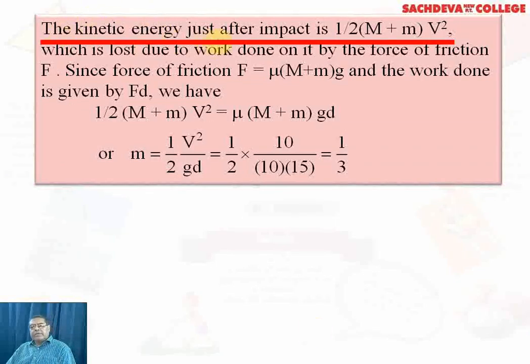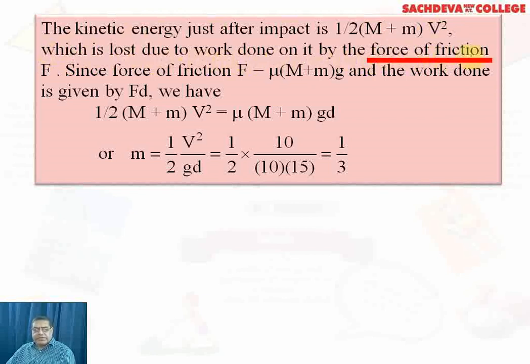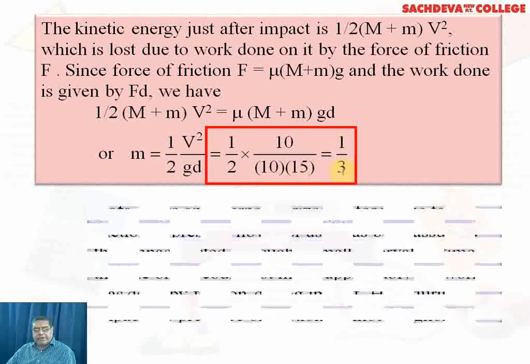The kinetic energy just after impact, that is after collision, is half (m plus M) V square, which is lost due to work done by the force of friction. Since the force of friction is mu into (m plus M) into g, and the work done is given by F into d, that is force into displacement, this fact is to be applied. To get the value of mu, the formula becomes half of 10 divided by 10 into 15, equal to 1 over 3.